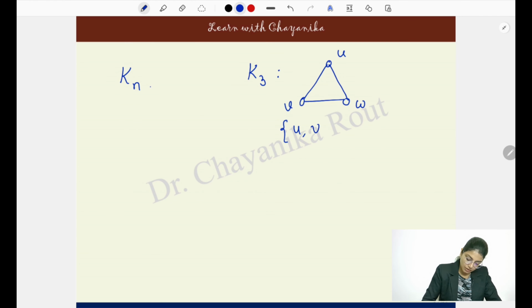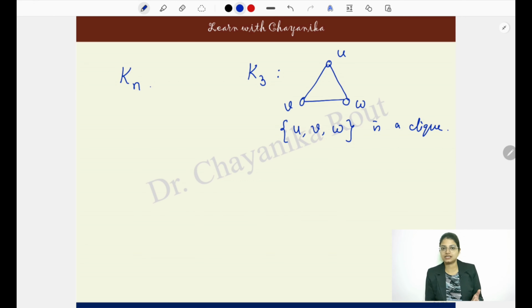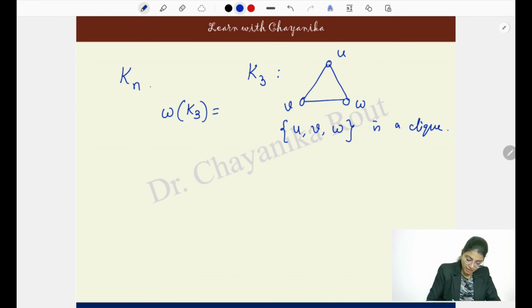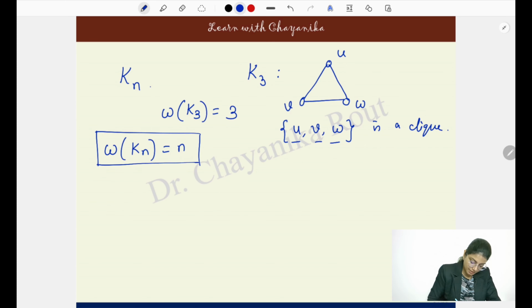That means all the vertices can be included in a clique, and that will be the maximum clique because there are no more vertices in the graph. So all the vertices of a complete graph participate in a clique, and that creates the maximum clique. That is the reason the clique number of K3 is 3: 1, 2, 3. So the clique number of Kn is n. In any complete graph of order n, all the vertices will participate in the maximum clique, and that will be of size n. That is the reason the clique number of any complete graph Kn is n.